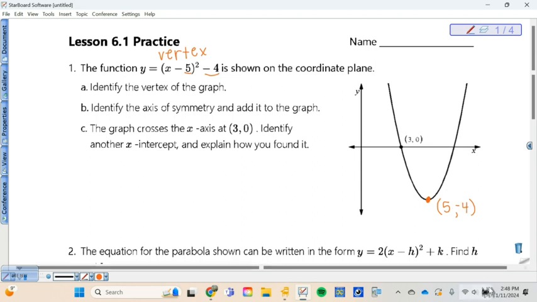5, -4. Right, so when it says identify the vertex, it doesn't just mean drawing a dot at the vertex, right? You got to give the coordinates of that point. And then where is my axis of symmetry, right? It's just going to go right down the middle. But what is the equation of the axis of symmetry?